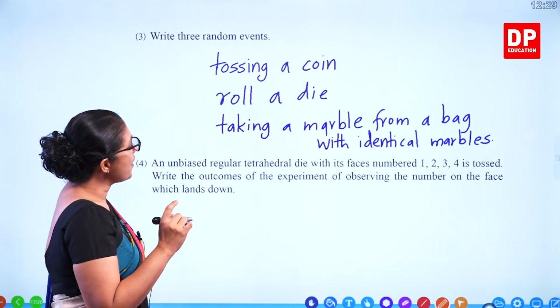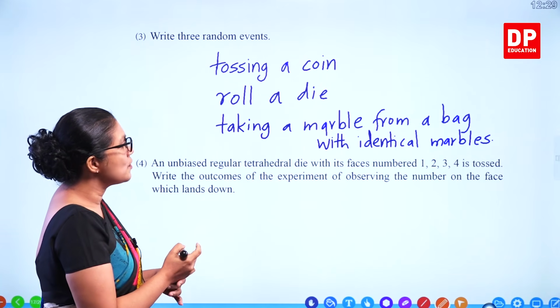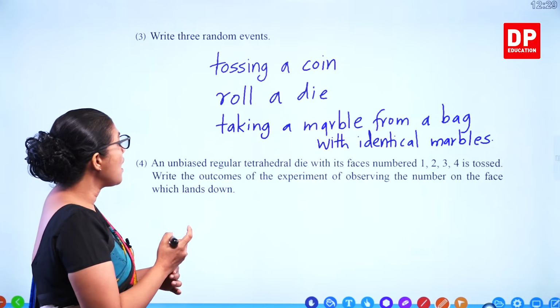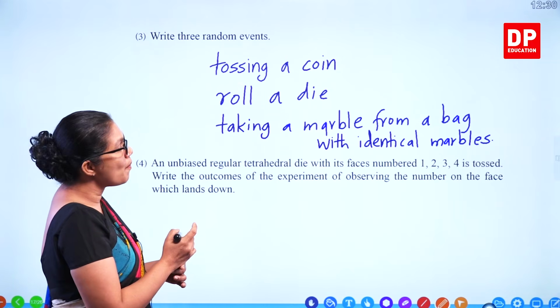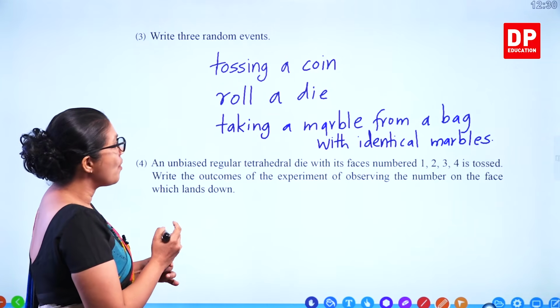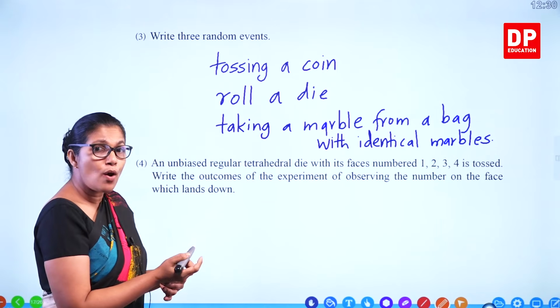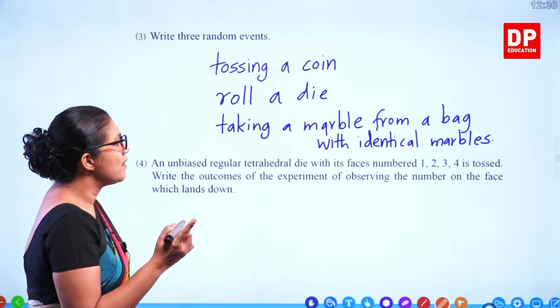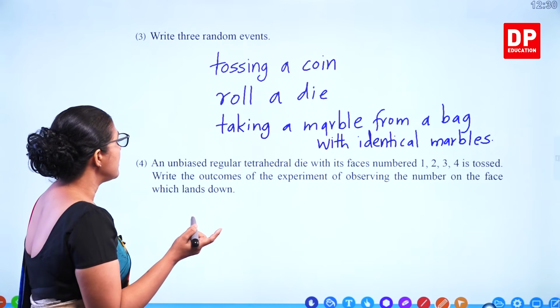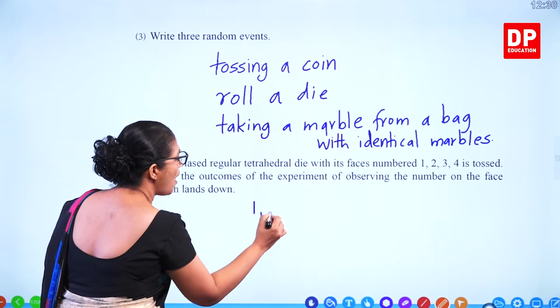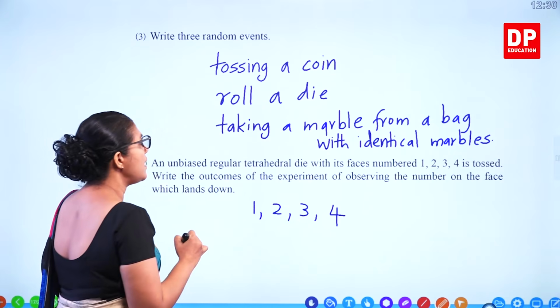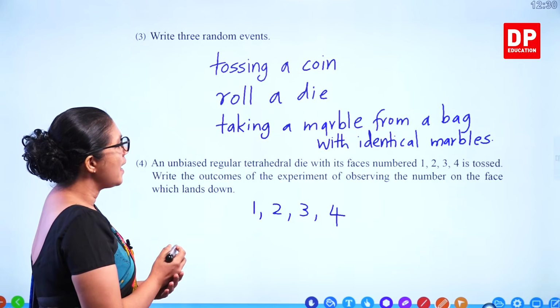An unbiased regular tetrahedral die with its faces numbered 1 to 4 is tossed. Write the outcomes of the experiment of observing the number on the face which lands down. So what are the possibilities? 1, 2, 3, 4. So you can get either 1, 2, 3, or 4. Those are the outcomes of the experiment.